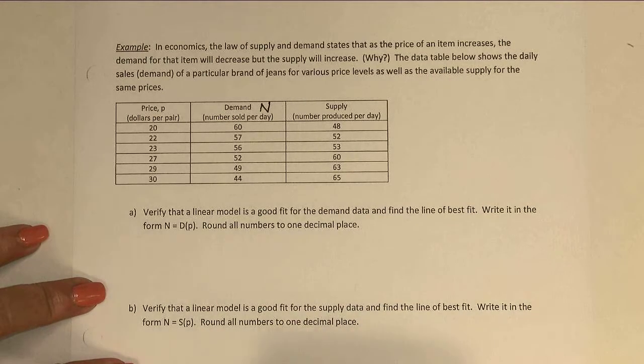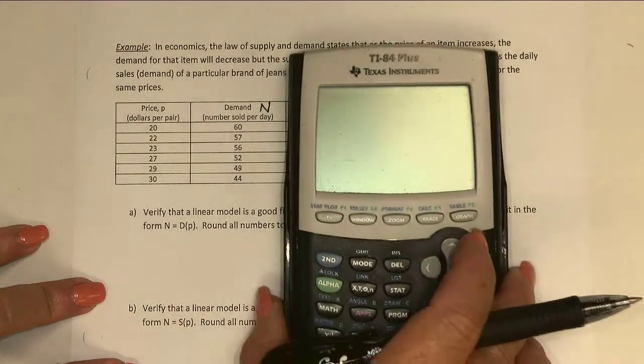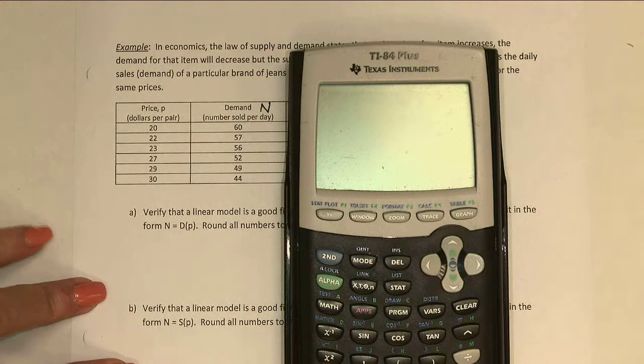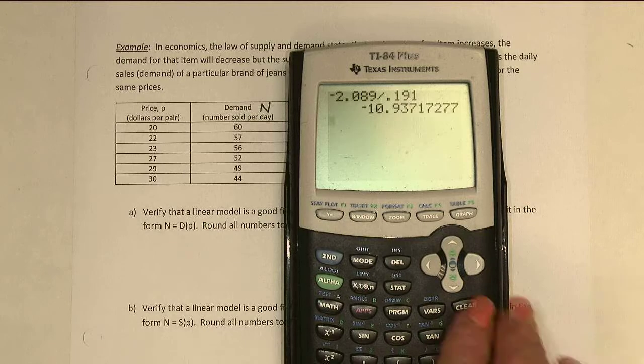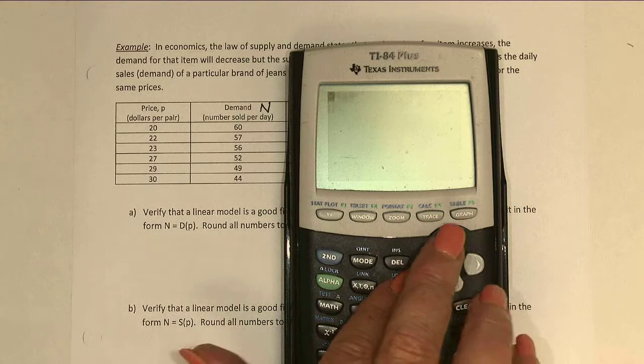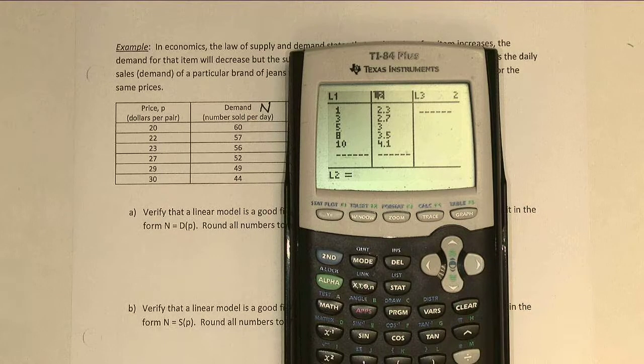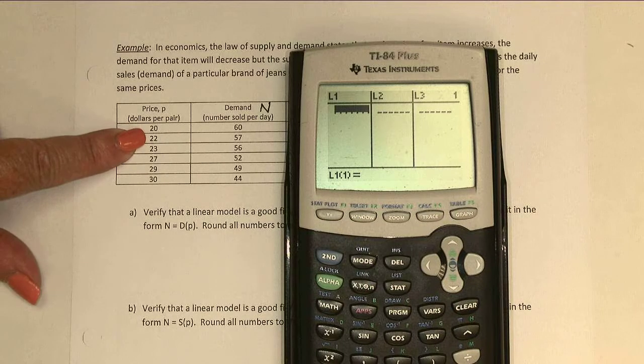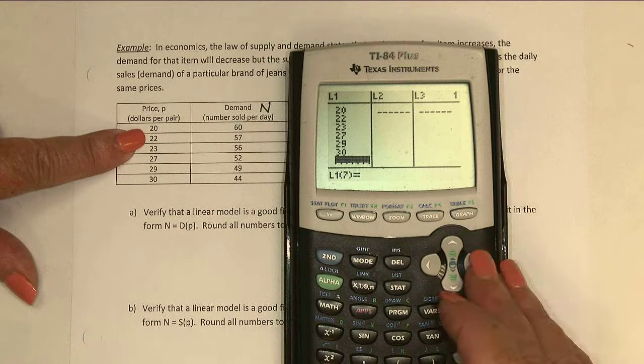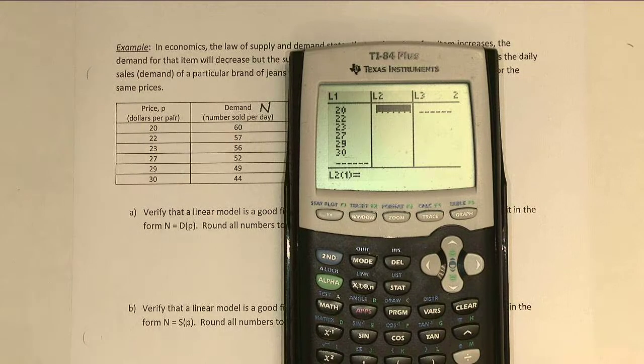All right, so we want to start by putting our data in and first of all just verifying that linear is reasonable. We'll do that with a scatter plot. So in Stat, I want to edit. I'll clear out my old data and put in the new. Price data in the first column. And then demand data, the number of pairs of jeans sold each day, in the second column.